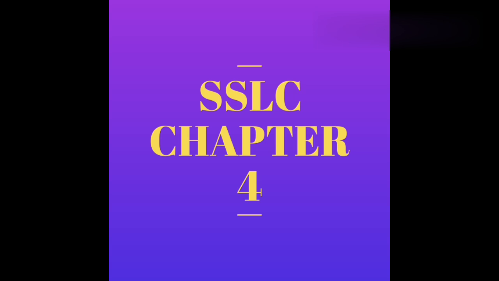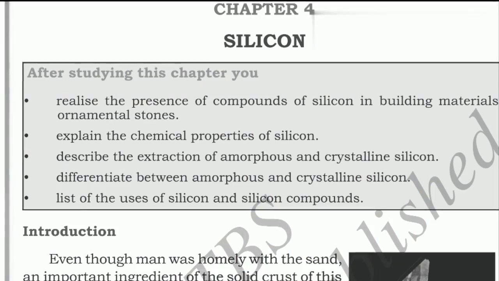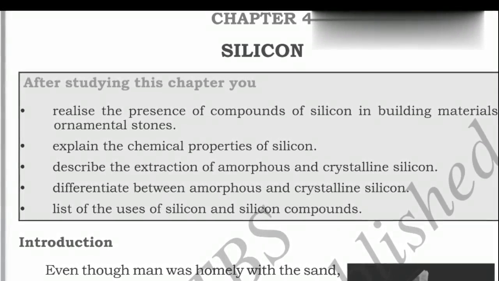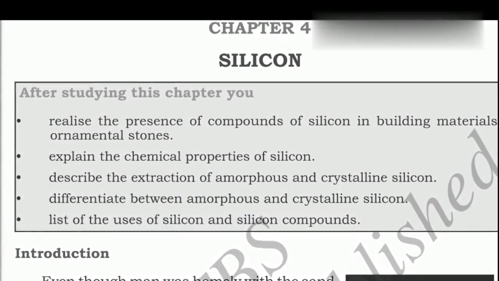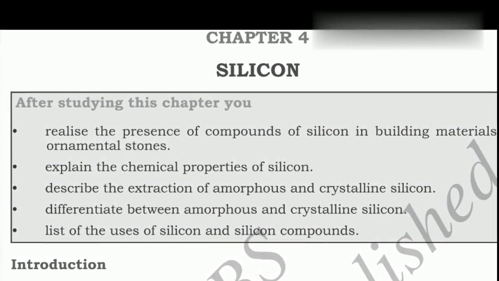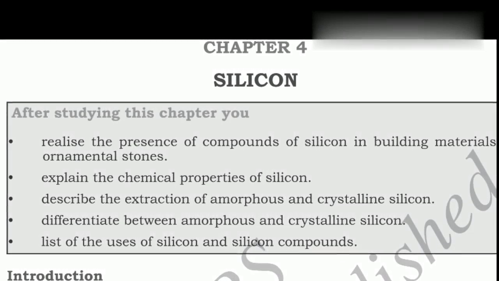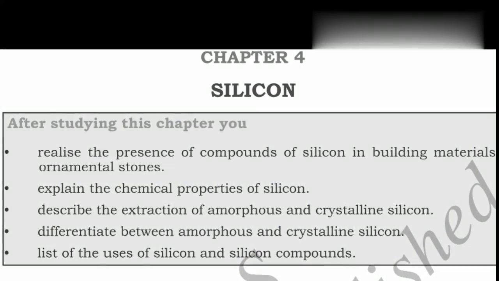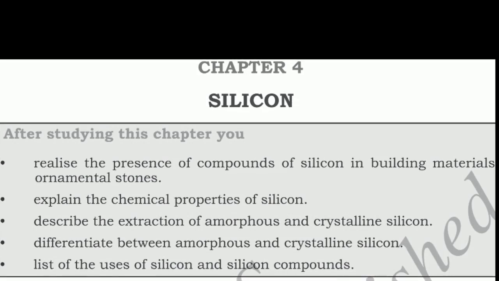SSLC Chapter 4: Silicon. After studying this chapter, you realize the presence of compounds of silicon in building materials and ornamental stones. Explain the chemical properties of silicon. Describe the extraction of amorphous and crystalline silicon. Differentiate between amorphous and crystalline silicon. List the uses of silicon and silicon compounds.